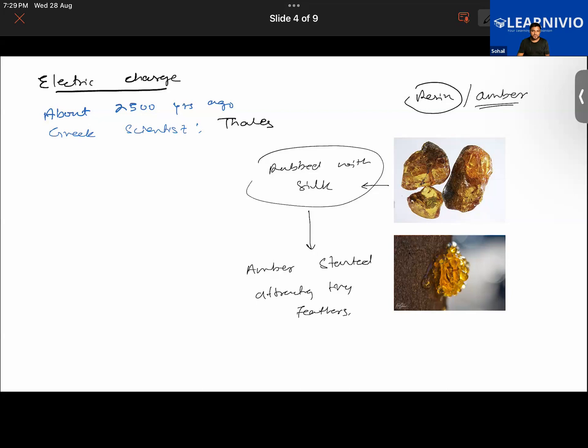Apart from this, you guys can also do several simple activities to show that charges exist. Can we see charges around us? Is it a visible thing? Yes, in certain situations.